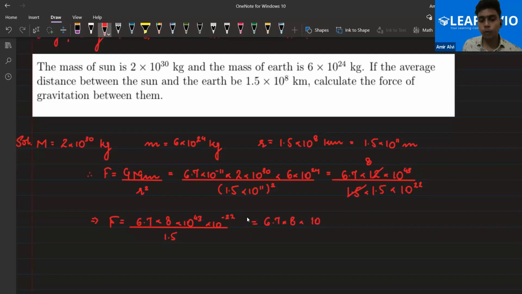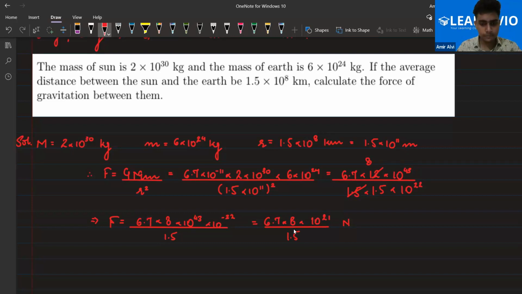into 43 minus 22, 21 is in Newton divided by 1.5. So if I divide it as well, that would be somewhere around 80, so 0.6, just a second.